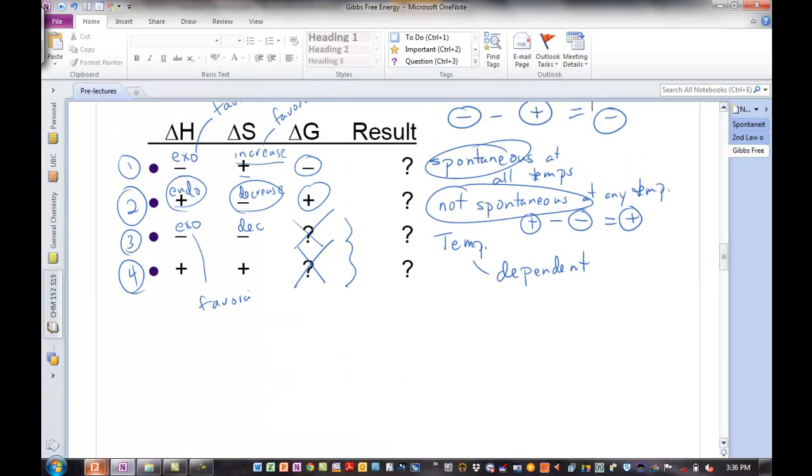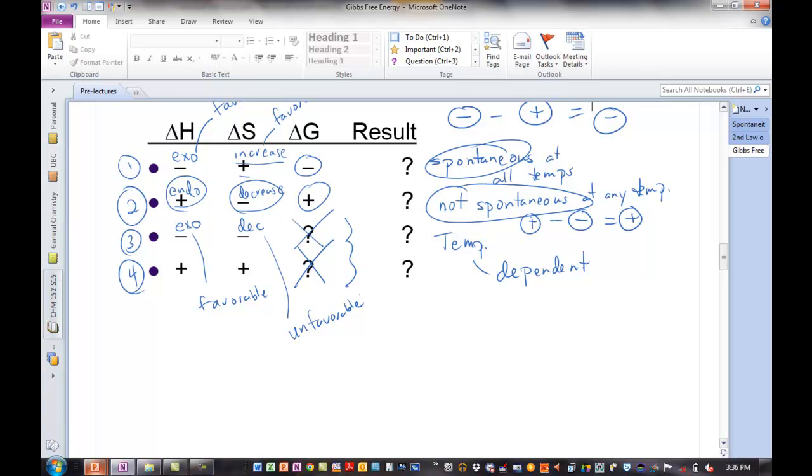Sorry about that. Favorable, and then an unfavorable entropy change. Okay, one of each, so to speak, temperature dependent. Same thing for situation 4. Unfavorable heat flow, endothermic, but a favorable entropy change, more disorder, increase in entropy, that will also be temperature dependent.